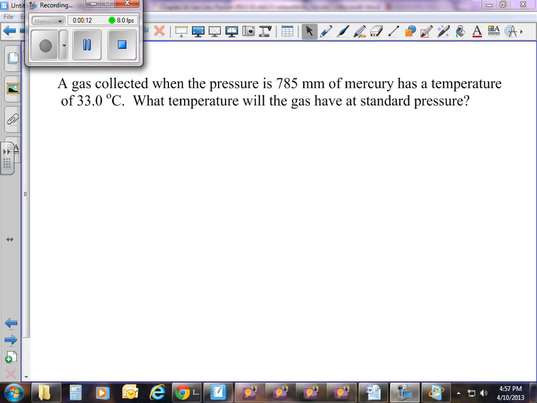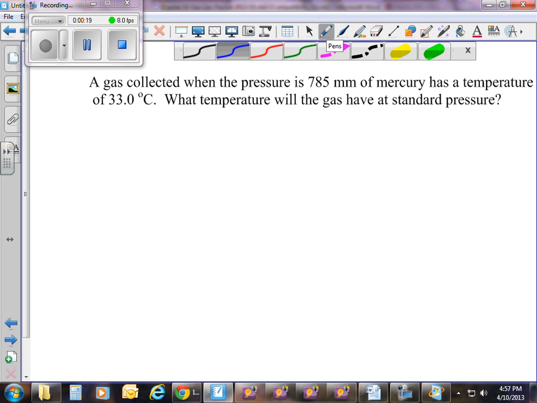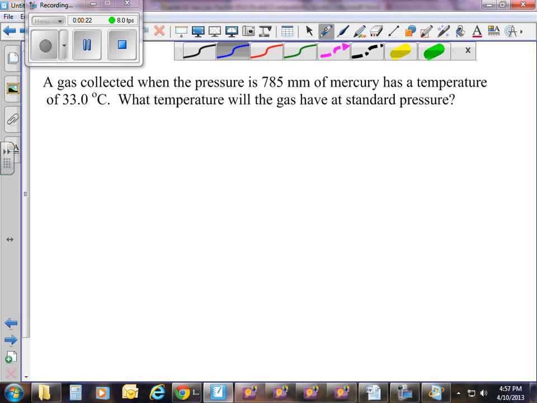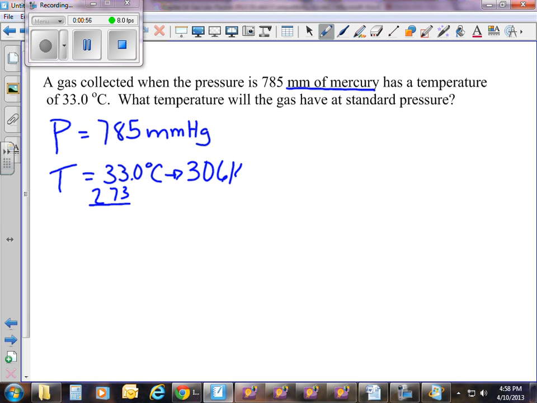So a gas collected when the pressure is 785 millimeters of mercury, that is mmHg. So P is going to be 785 mmHg, and has a temperature of 33 degrees Celsius. And remember, we want to add this to 273, so it's going to become 306 Kelvin. Always change your temperatures to Kelvin, volume to liters.